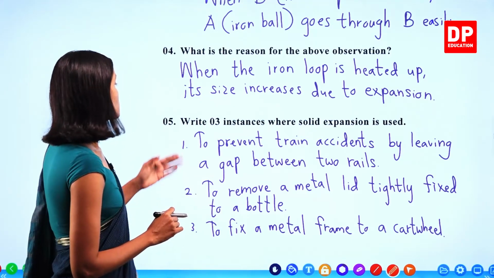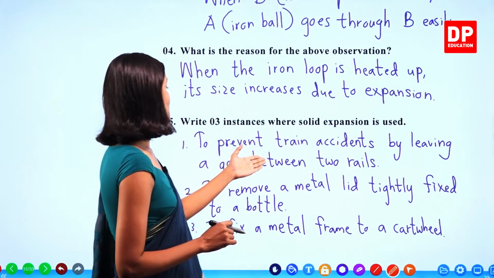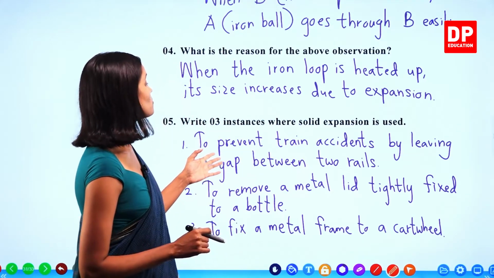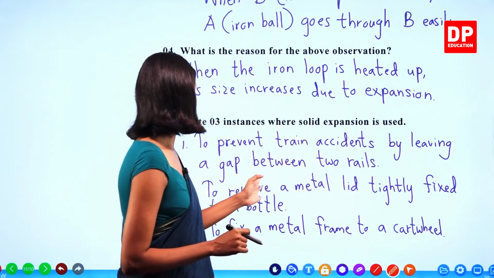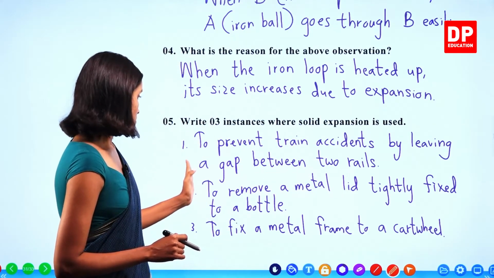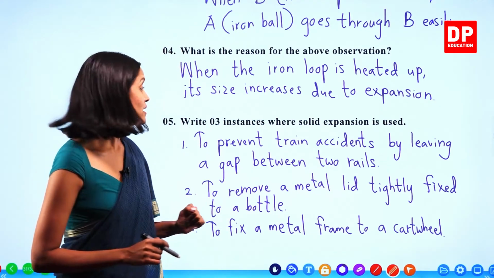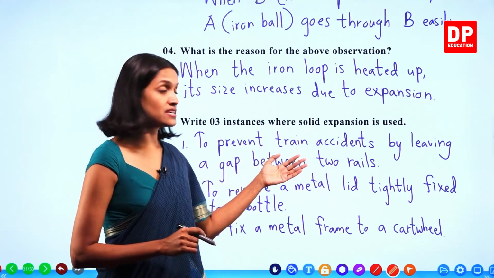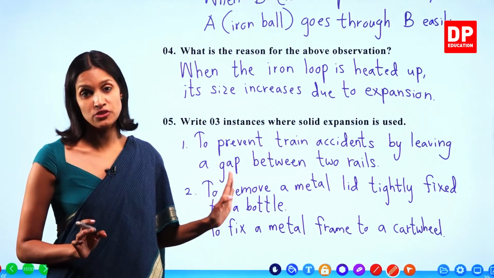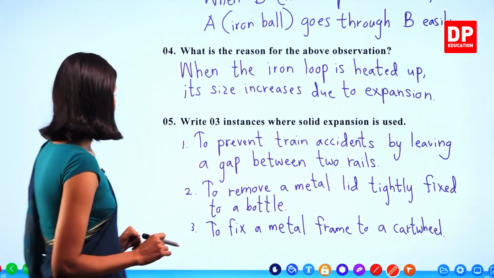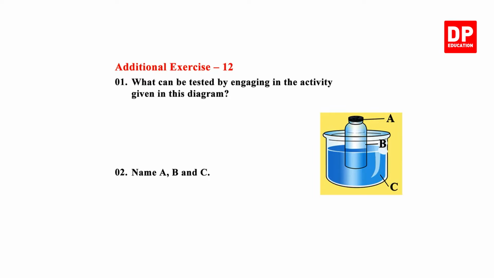Right? To prevent train accidents by leaving a gap between 2 rails. To remove a metal lid tightly fixed to a bottle. To fix a metal frame to a cartwheel. Right? So these are the instances and you can find more examples for these things. We'll move on to the next. Right. The last exercise in this lesson. Look at this one. Even this activity we did in the lab.